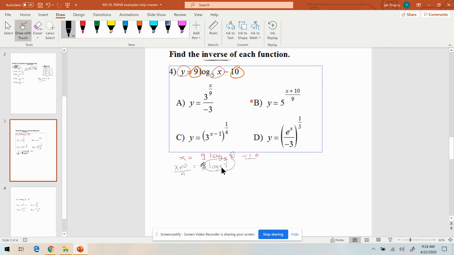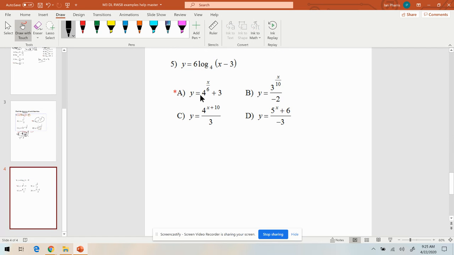Remember, change form, the numbers change sides. So you've got 5 is your base, and change sides with this and this. So 5 to this power equals this stuff. So it's 5 to the x plus 10 over 9 equals y. Boom. And that is going to be our answer right there. As you can see, 5 to the x plus 10 over 9. Okay, let's do the same thing with this one.